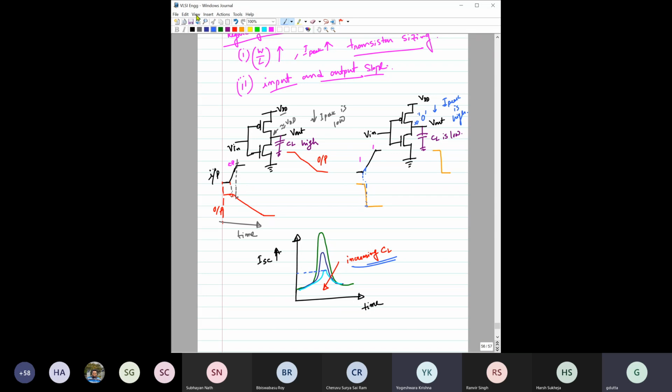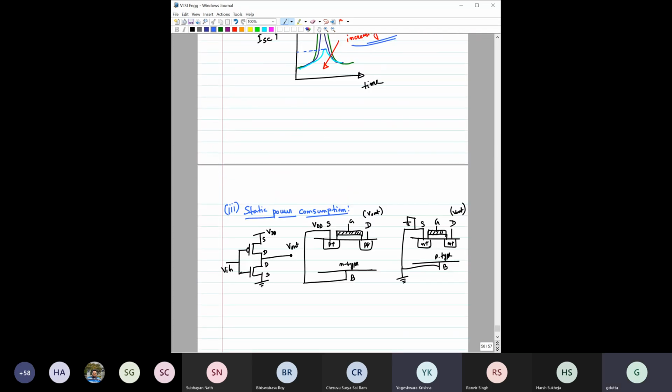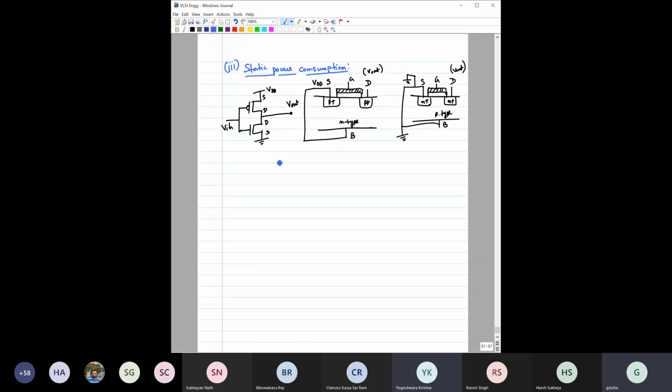Is that part clear to you? Okay. So the third component is the static power dissipation, right? Probably it is already one today, so we'll take this from the next class onwards. We will start our discussion on this.